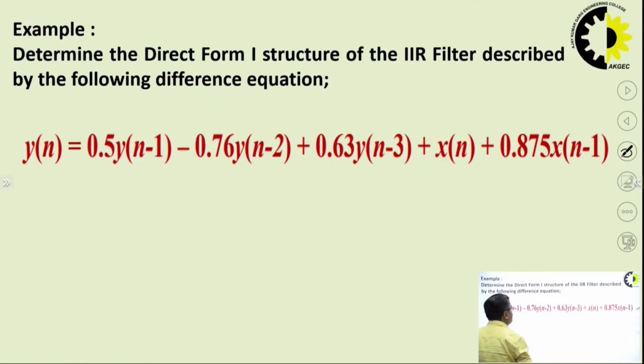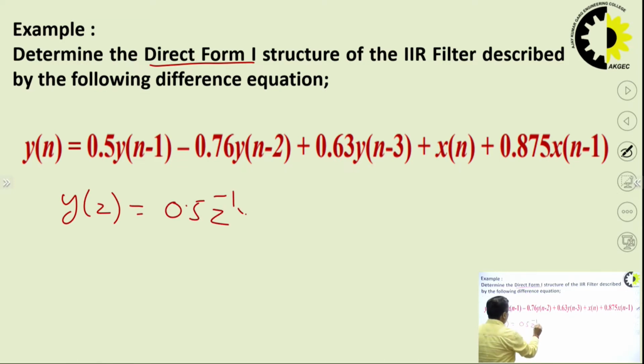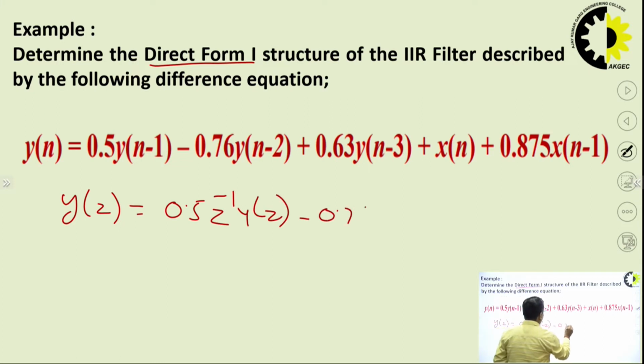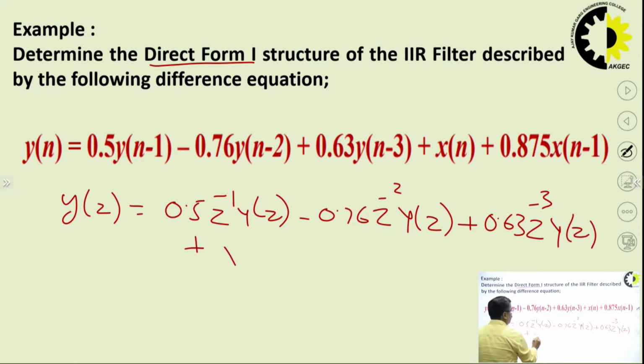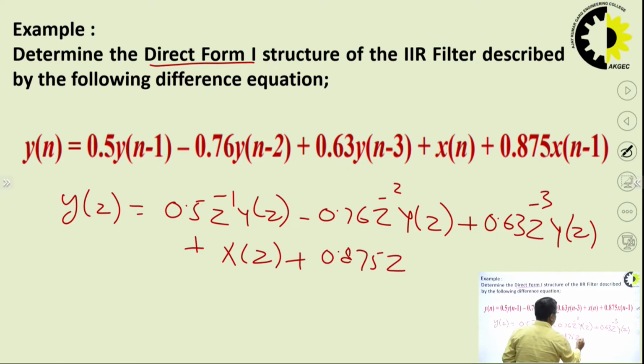Now, another example we can say here, again a difference equation is given to you and you have to realize it using the direct form 1 structure. At first, again take the Z transform. If you take the Z transform, it will be Y(z) is equal to 0.5 z inverse Y(z) minus 0.76 z to the power minus 2 Y(z) plus 0.63 z to the power minus 3 Y(z) plus X(z) plus 0.875 z to the power minus 1 X(z).